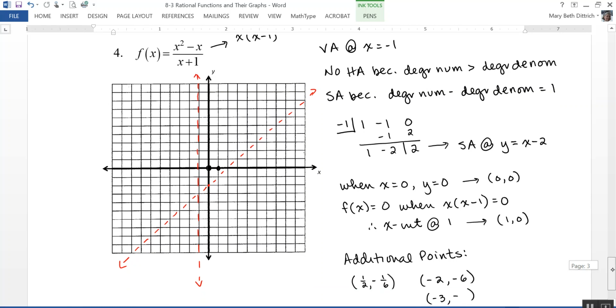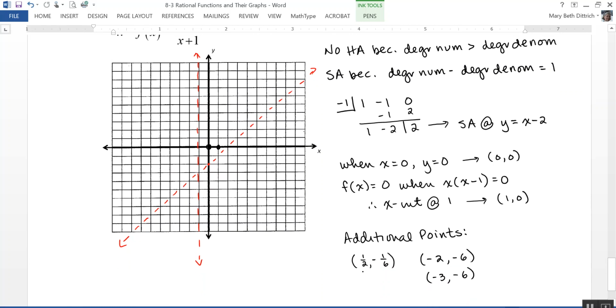And I went ahead and plotted some, or looked up some additional points here. So when x is 1/2, y is -1/6, which I can't really graph, so that's going to give me something that looks like this. This is going to curve and go up like that. And then I wanted some points over here. There's going to be something going on over here. So when x is -2, y is -6, which is going to be right there. When x is -3, y is -6. And I'm going to presume that it's going to kind of do the same thing with my asymptotes here. Okay, that's not real smooth, but you get the idea there.